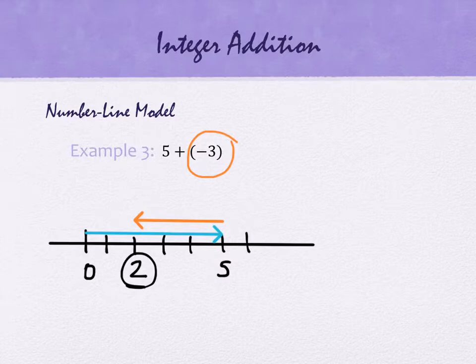So forward 5, backward 3 leaves me at 2. All right, so how does this look if you actually had a kid who wanted to do something hands-on? Well, there's lots of things you could do. This classroom is arranged in rows, so it works really well.